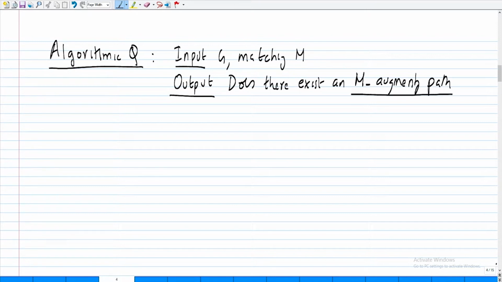By the way, I didn't mention this. When you talk about an augmenting path for a particular matching, you call it an M augmenting path, so that there is no ambiguity when we discuss. It's just terminology. So this M and this M are one and the same. Fine.